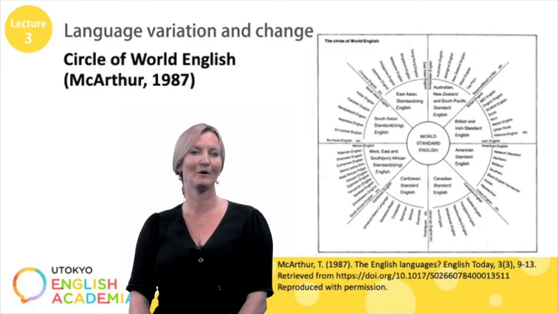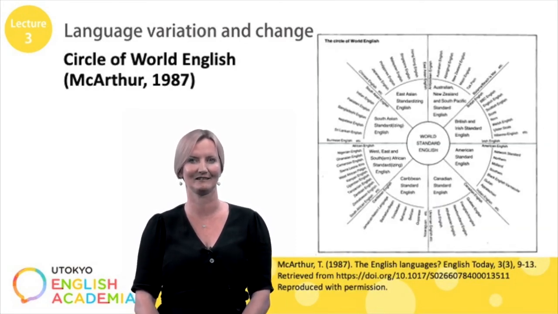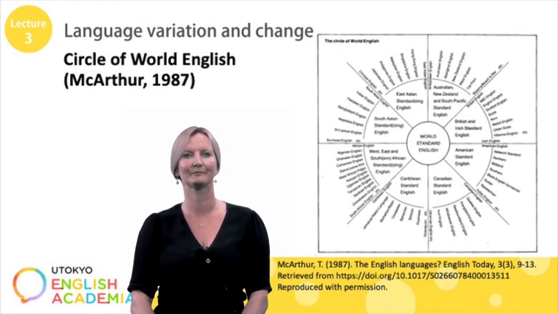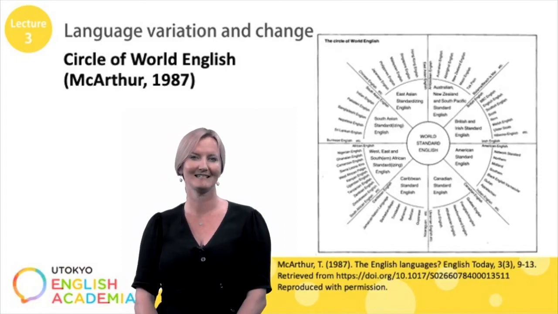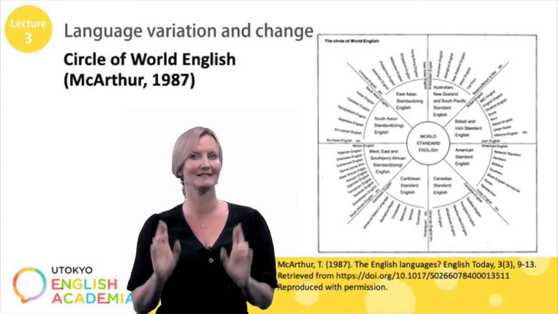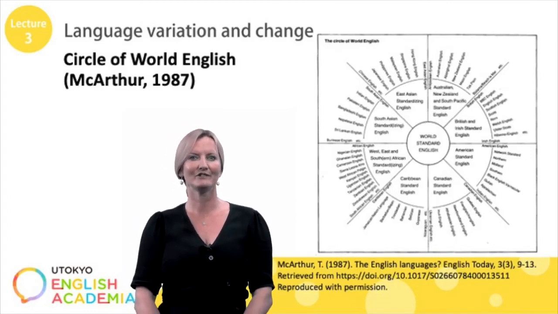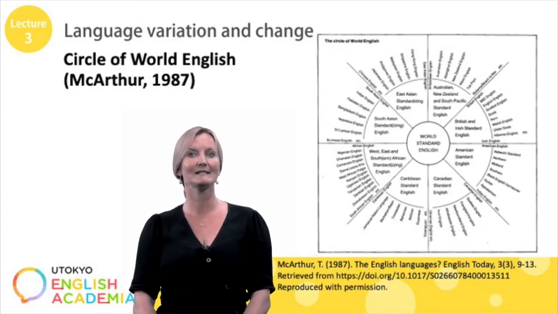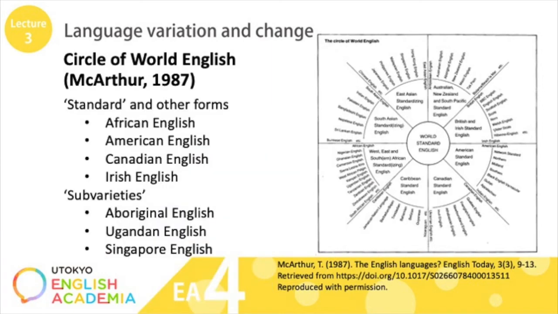MacArthur's Circle of World English places World Standard English in the centre, or the hub, of a wheel. In this model, the existence of regional varieties is highlighted, including both standard and other forms. And then the 8 regions are represented by various spokes, which encircle the hub. These include the standard and other forms of African English, American English, Canadian English, and Irish English.